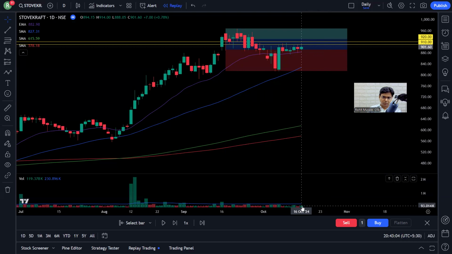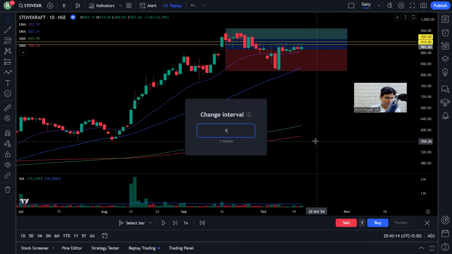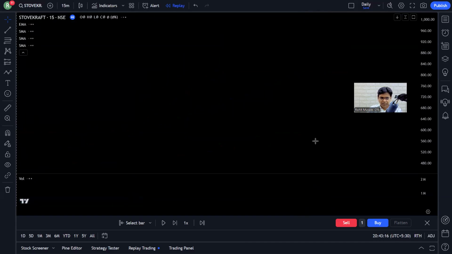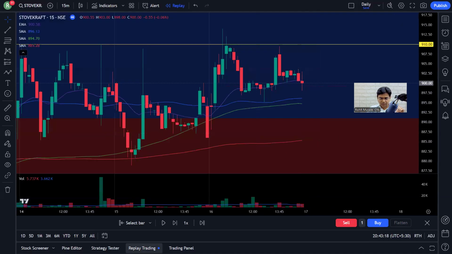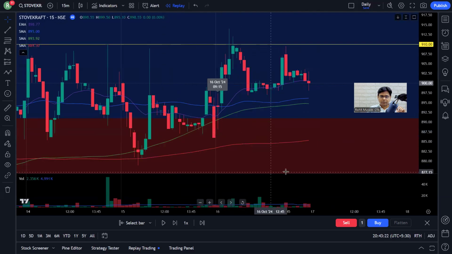This is the closing volume. If the closing volume itself is below the blue line, imagine what the volume would have been on the 15-minute chart. Yes, on the 15-minute chart, I saw volume coming in, but I did not see follow through price action. So let's go to 16th of October.